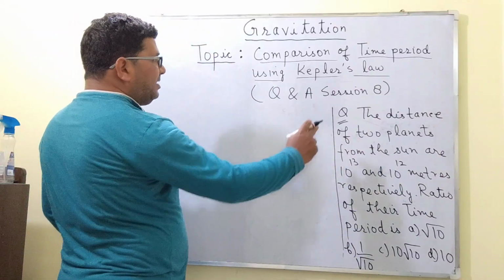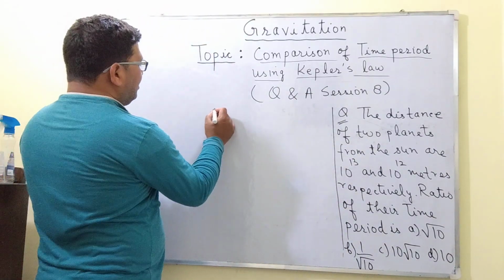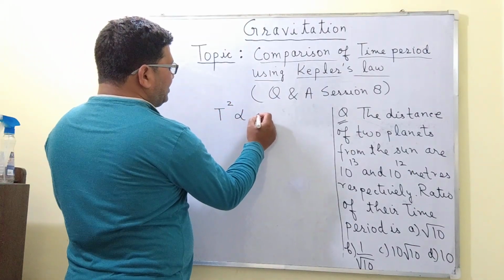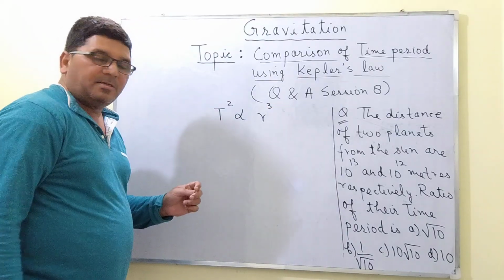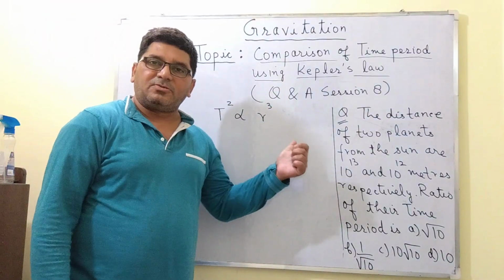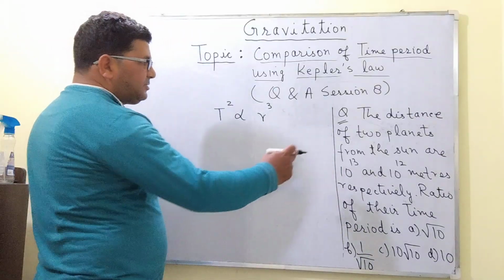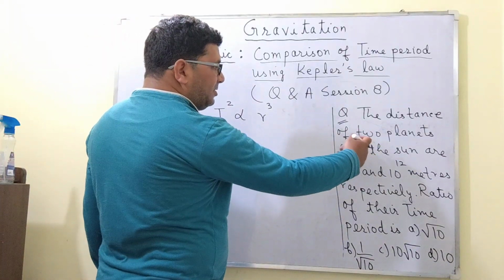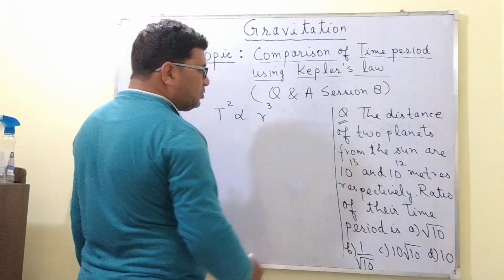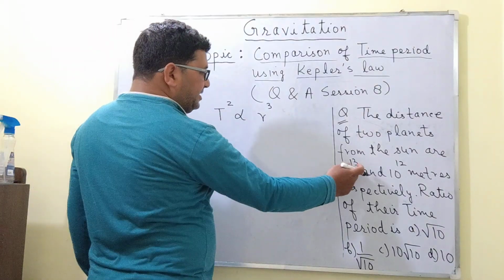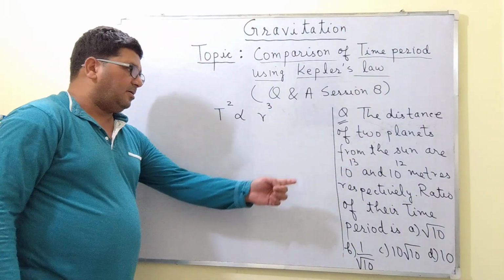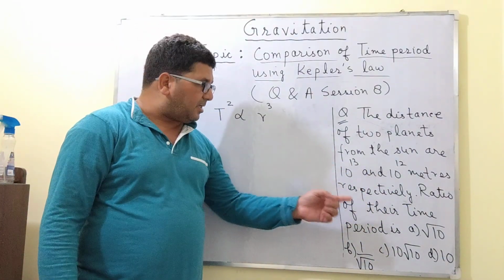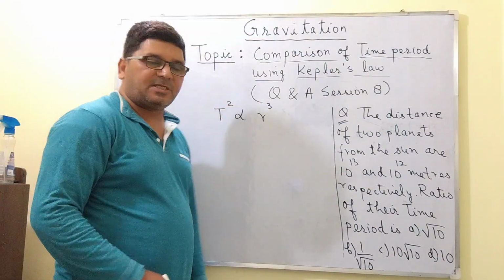So here we will be using Kepler's third law, that is, the square of the time period is directly proportional to the cube of the radius of the elliptical orbit, and the radius of the elliptical orbit is basically equal to the semi-major axis. So in this case there are two planets which are revolving around the sun, and the distances of the two planets from the sun are 10 to the power 13 and 10 to the power 12 meters respectively. So basically these are the radii of the elliptical orbits which these planets are following around the sun, and this is equal to the semi-major axis.